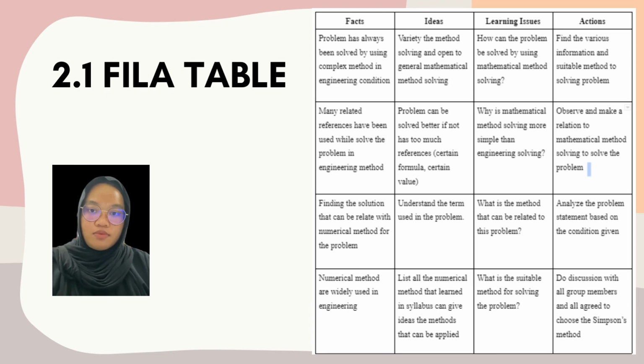Next is the table. The first column is about the facts, the second column is the ideas, the third column is learning issues, and the last column is the actions.